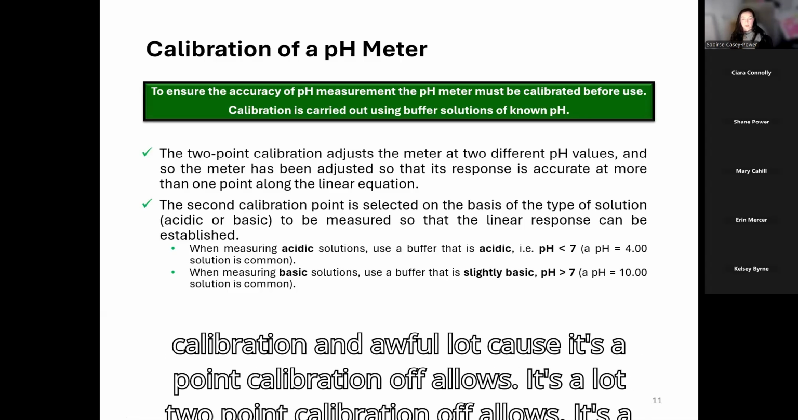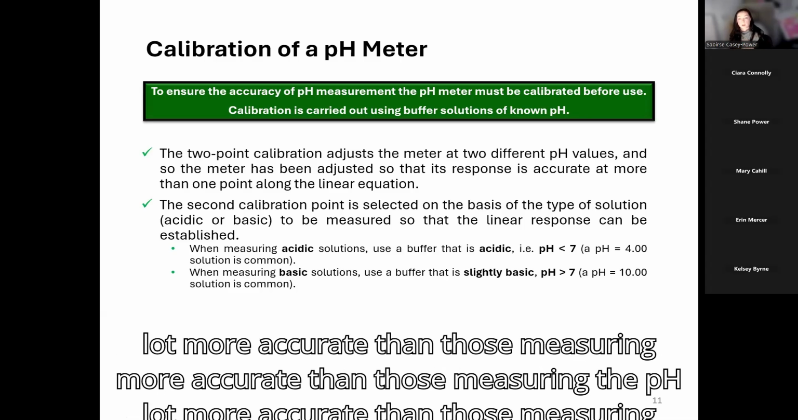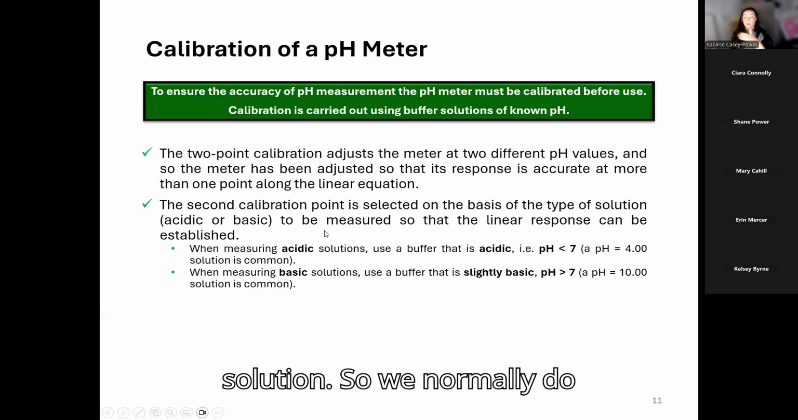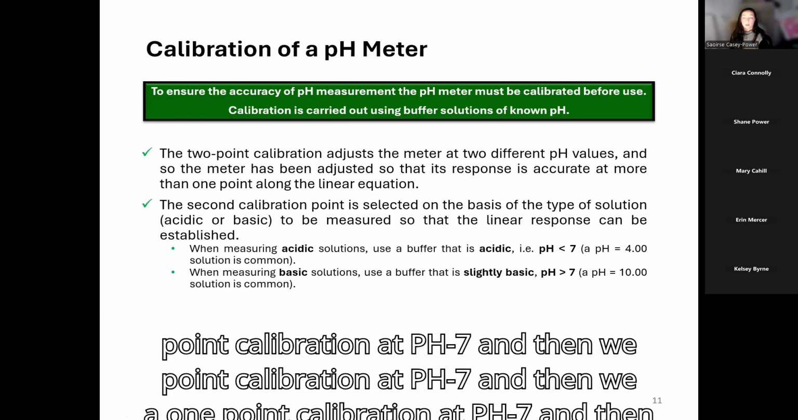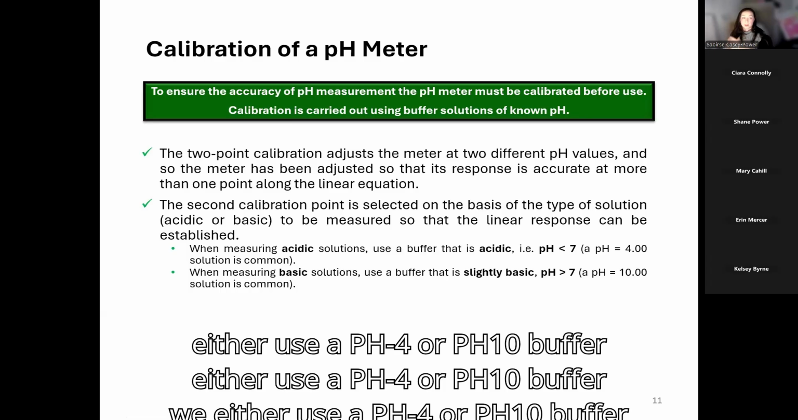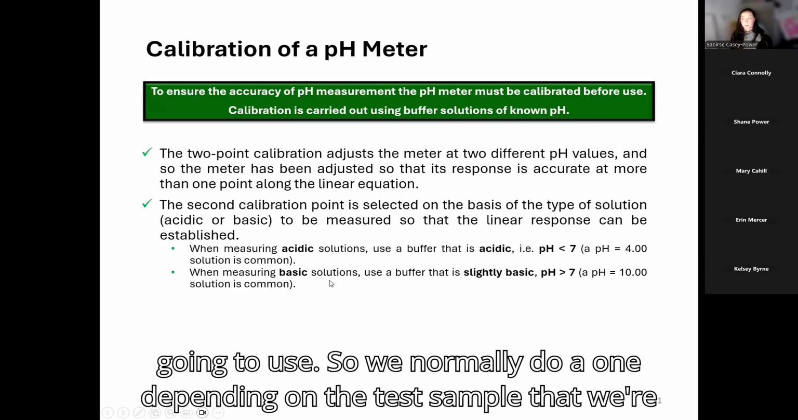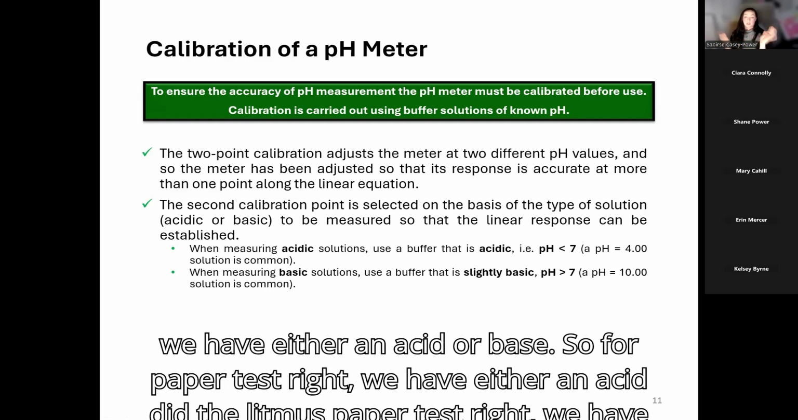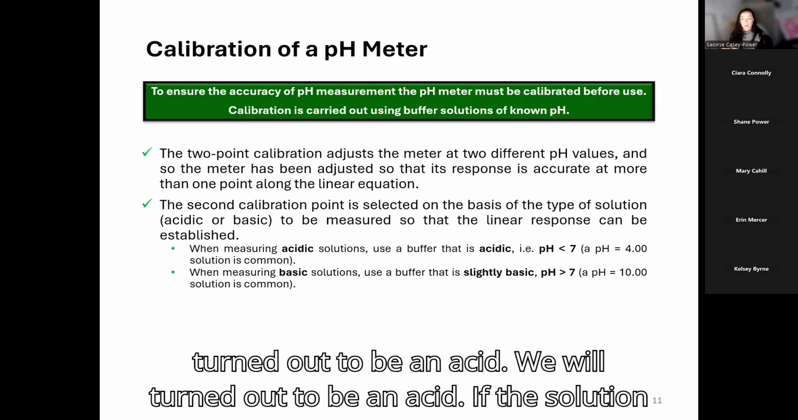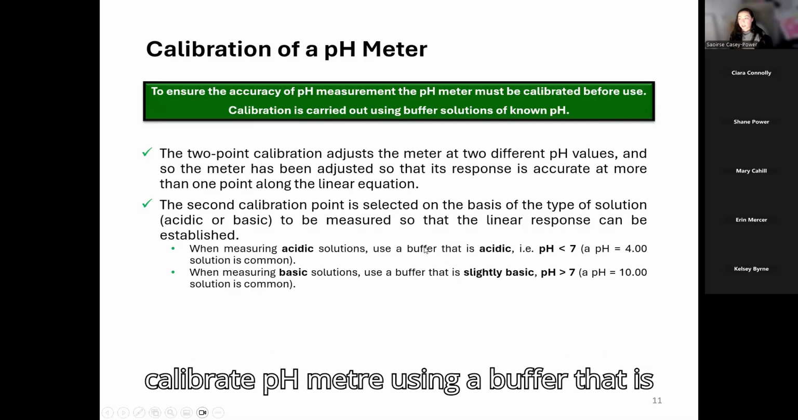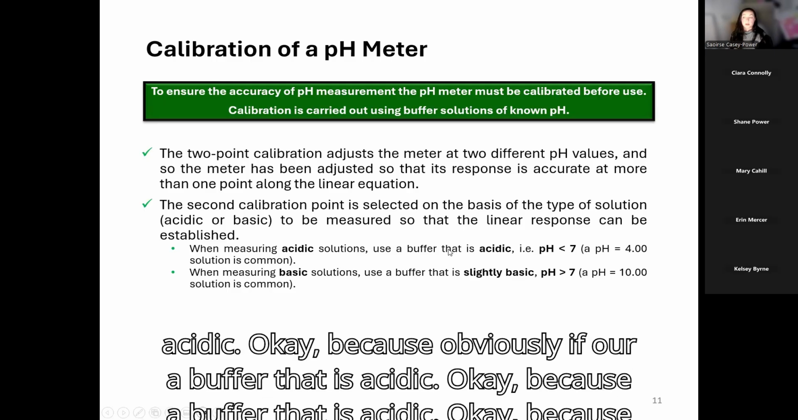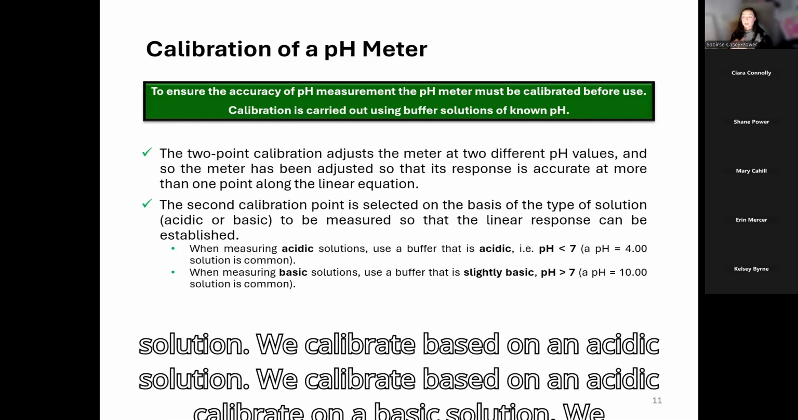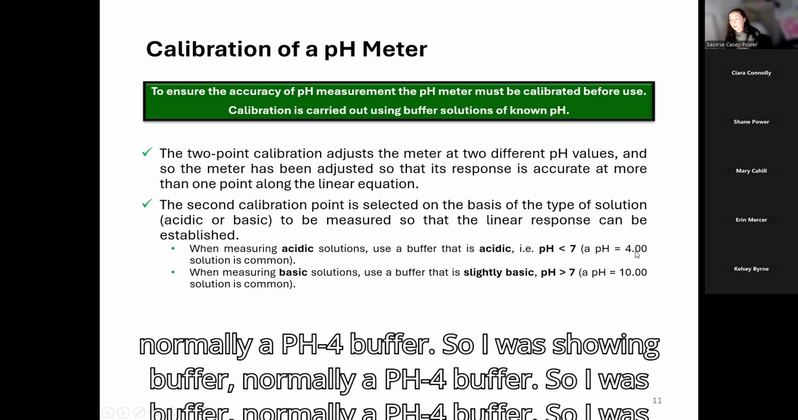So we use 2-point calibrations an awful lot because it's a lot more accurate than just measuring the pH and calibrating based on one pH solution. So we normally do a 1-point calibration at pH 7, and then we either use a pH 4 or a pH 10 buffer, depending on the test sample that we're going to use. So for example, if we did the litmus paper test, we have either an acid or a base. If the solution turned out to be an acid, we would calibrate the pH meter using a buffer that is acidic. Obviously if our test sample is acidic, we don't need to calibrate on a basic solution. We calibrate based on an acidic buffer, normally a pH 4 buffer.